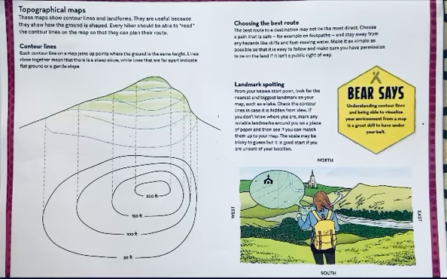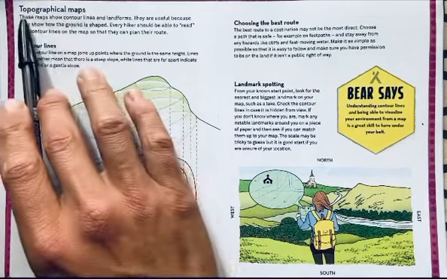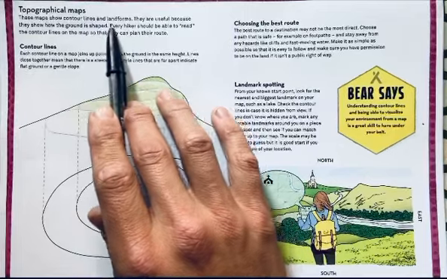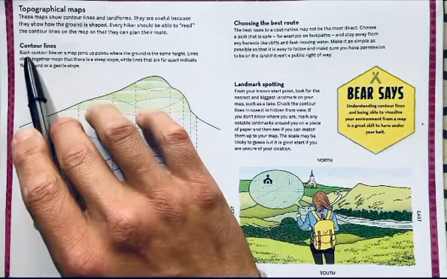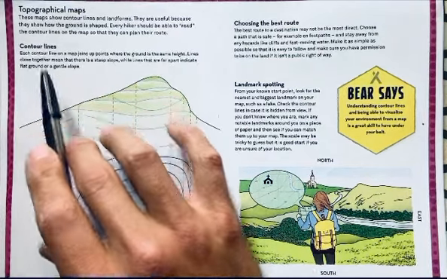Topographical maps. These maps show contour lines and landforms. So let's start with contour lines. These contour lines are here.